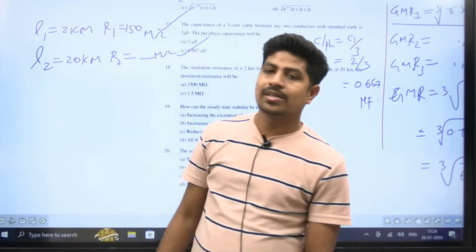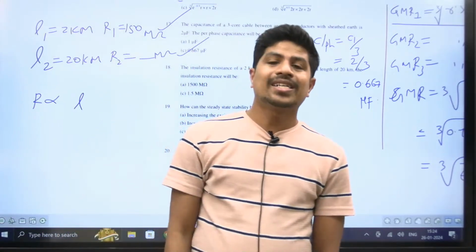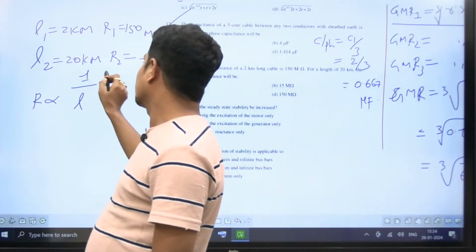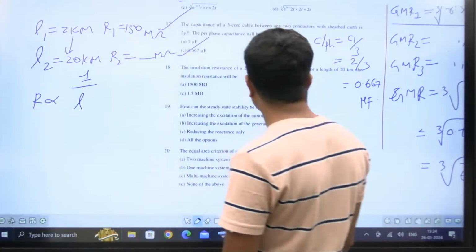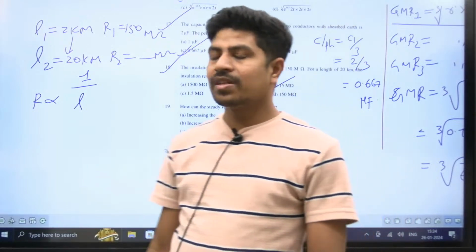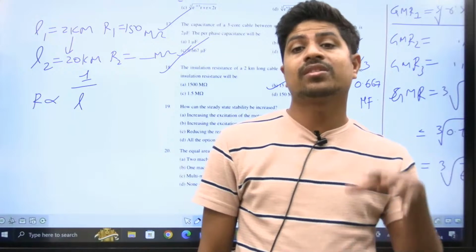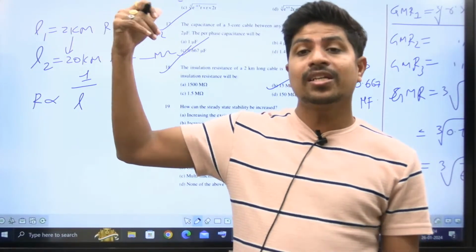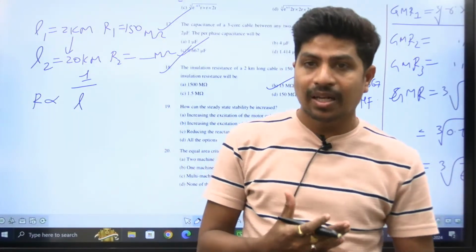Many people will apply that resistance is directly proportional to length. No, here in a cable, the leakage resistance or insulation resistance is inversely proportional to length. Now, the length is increased by 10 times, so the resistance will decrease by 10 times. Therefore, the answer is option B. General resistance is very different from insulation resistance. General resistance is directly proportional to length, whereas the insulation resistance of a cable is inversely proportional to length. Since length is increased from 2 kilometer to 20 kilometer, resistance will be decreased by 10 times.